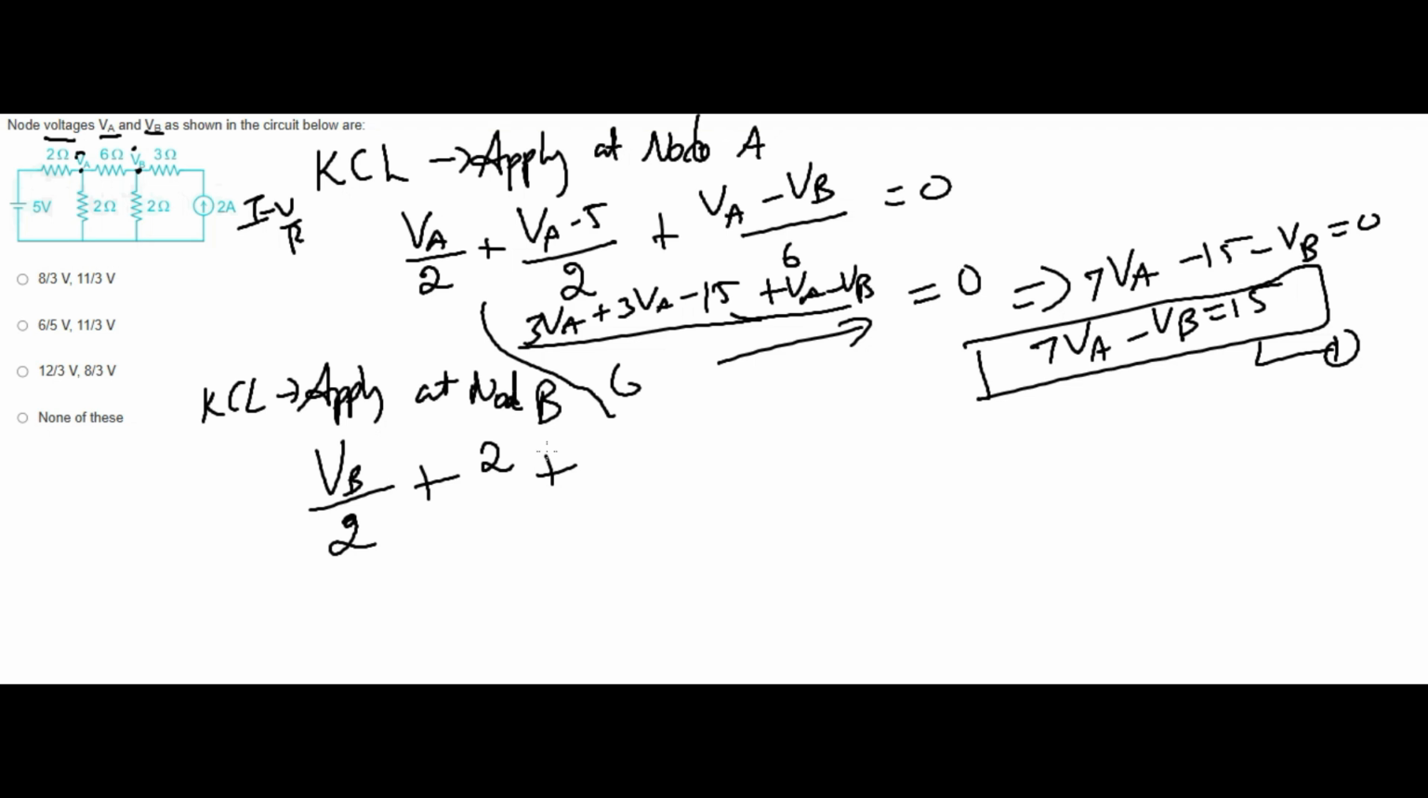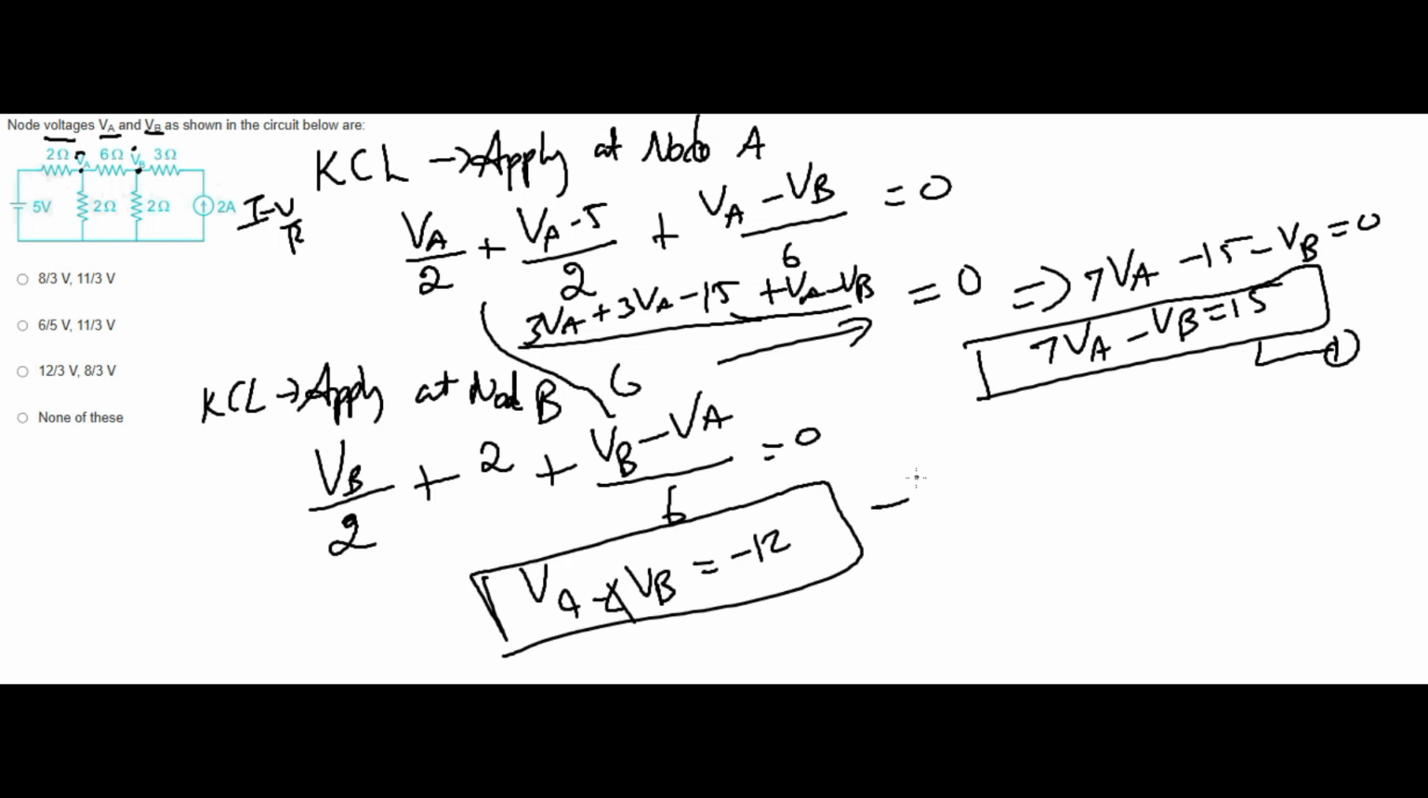Then plus, from this VB you have to eliminate VA also. So (VB minus VA) divided by 6, because 6 is in between VB and VA. Please don't consider the 5, because 5 is not directly connected with VB. VB is connected with the 2, directly written as 2, and then only VA is connected. It is equal to 0, so after simplification you get VA minus 4VB equal to minus 12. This is equation number 2.